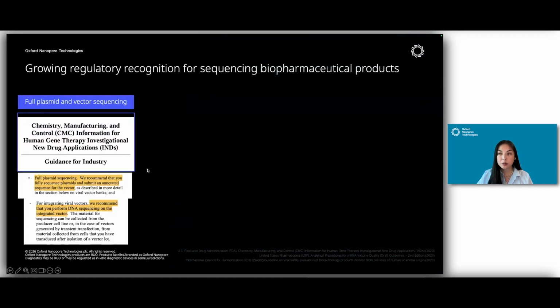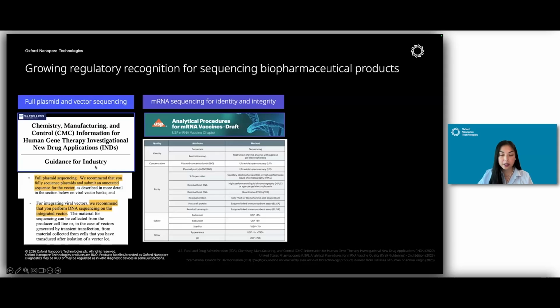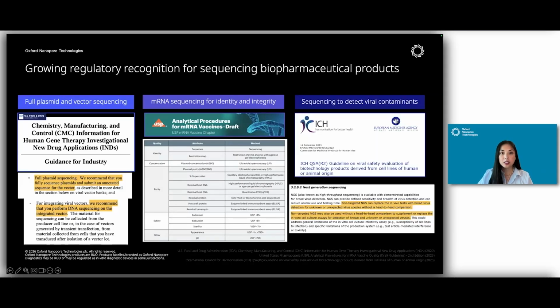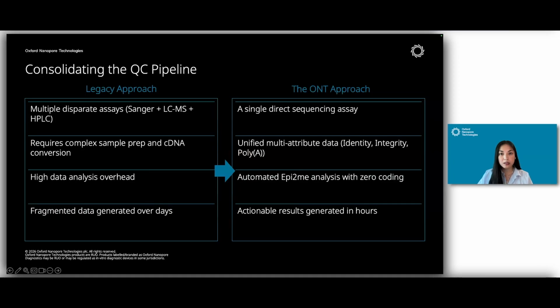In recent years, there's been growing regulatory recognition to incorporate sequencing-based assays into QC. This has come down from various agencies discussing the incorporation of full plasmid QC and vector sequencing, through mRNA sequencing for both identity and integrity, as well as looking at viral contaminants with next generation sequencing. In order to capture this, Oxford Nanopore is meeting this moment with end-to-end solutions and the development of a 21 CFR Part 11 platform.